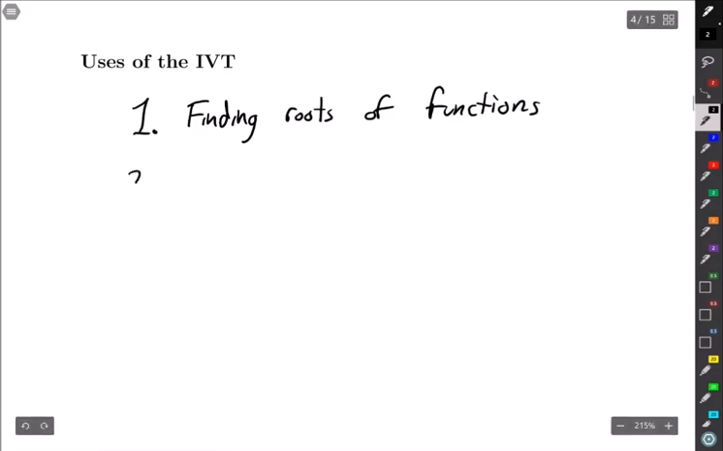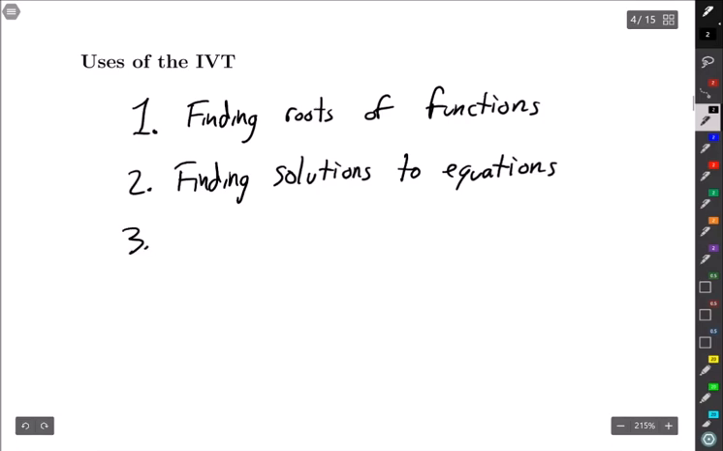Now, how do we use this? Well, there's 3 main ways that this theorem gets used sort of across the board here, and that's what the next 3 videos we'll talk about. So the next video we'll talk about finding roots of functions, i.e. finding values where the function is 0. One after that, we'll talk about finding solutions to equations, and then we'll talk about the bisection method.